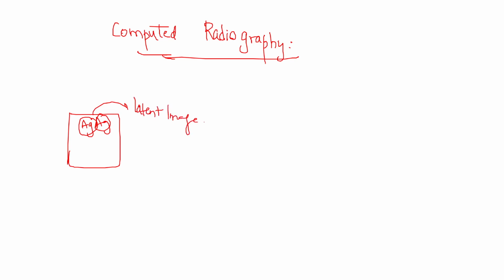Like we have learned in our X-ray film processing, the films contain silver specks which are formed, and these specks are responsible for the formation of the latent image and finally forming the final image. That is if there is a film present.